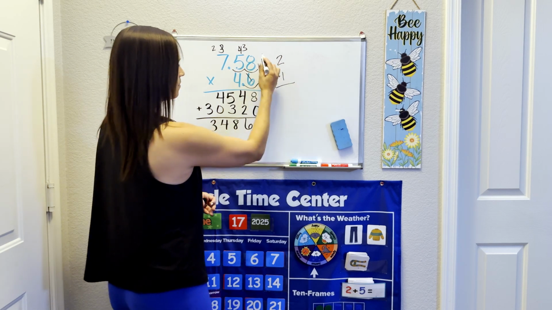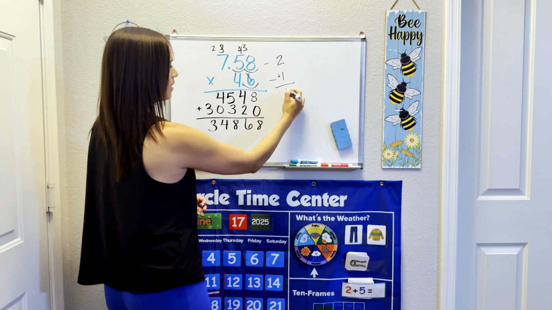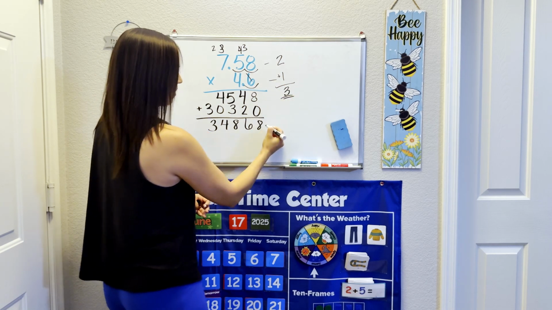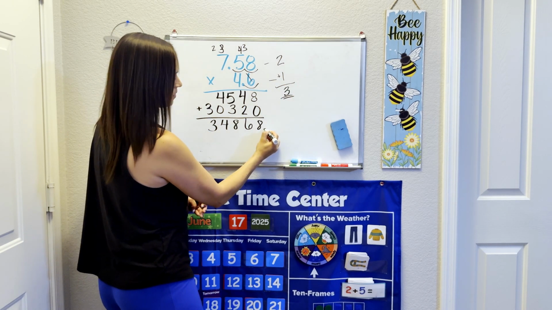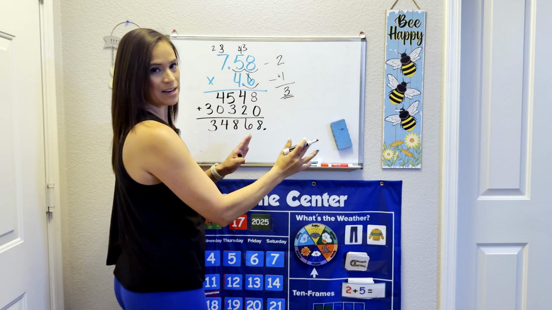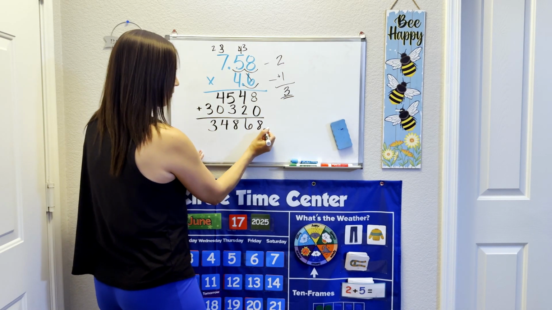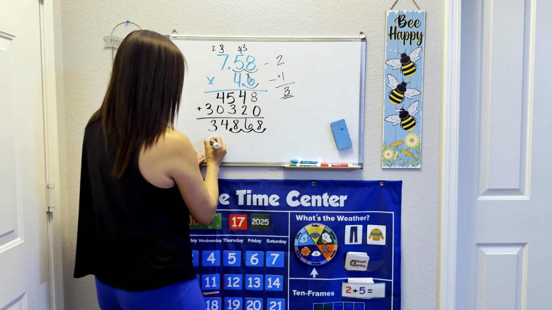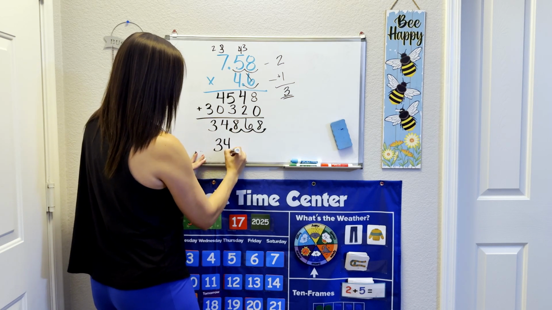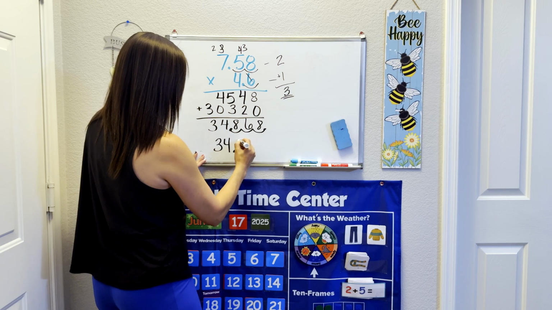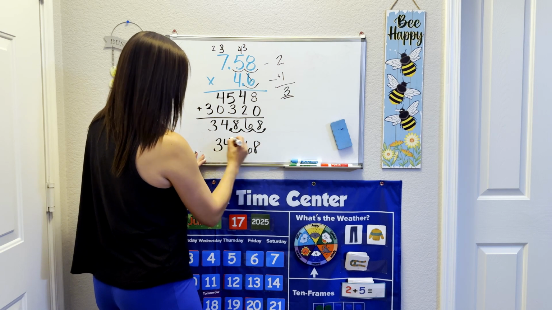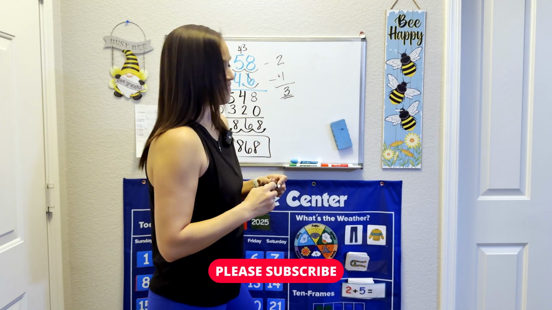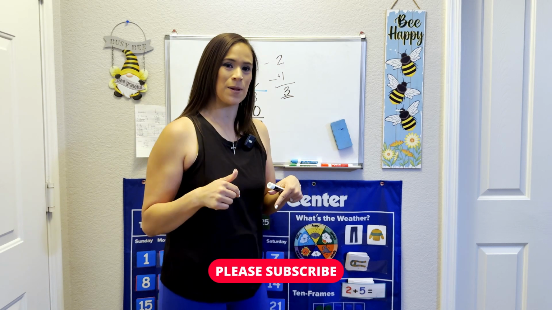So we're going to add the number of jumps together. So 2 and 1 is 3. So that's how many spaces. We have our invisible decimal at every end of the whole number. And we're going to jump backwards 3. 1, 2, 3. So our answer is 34.868.